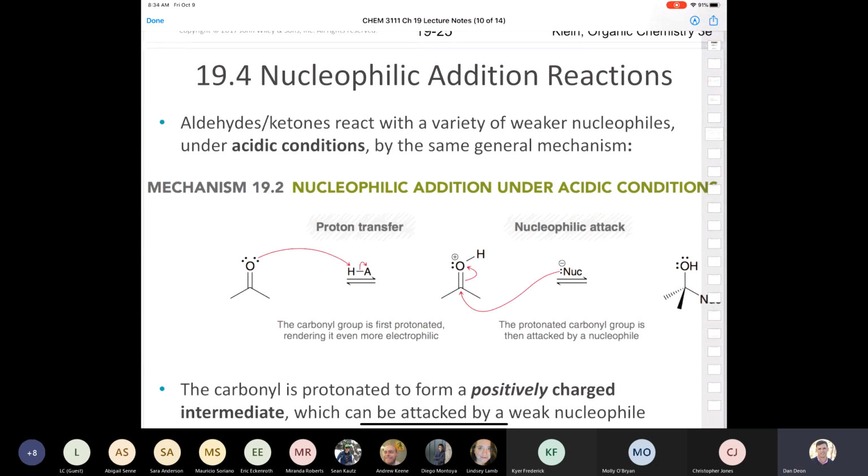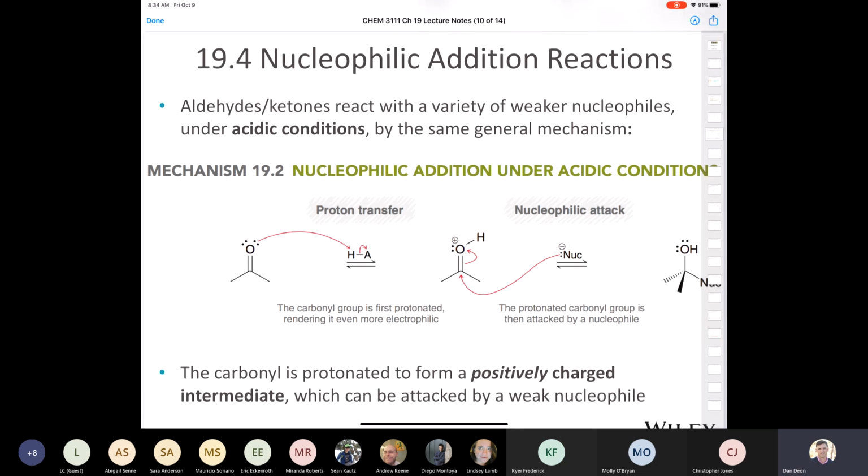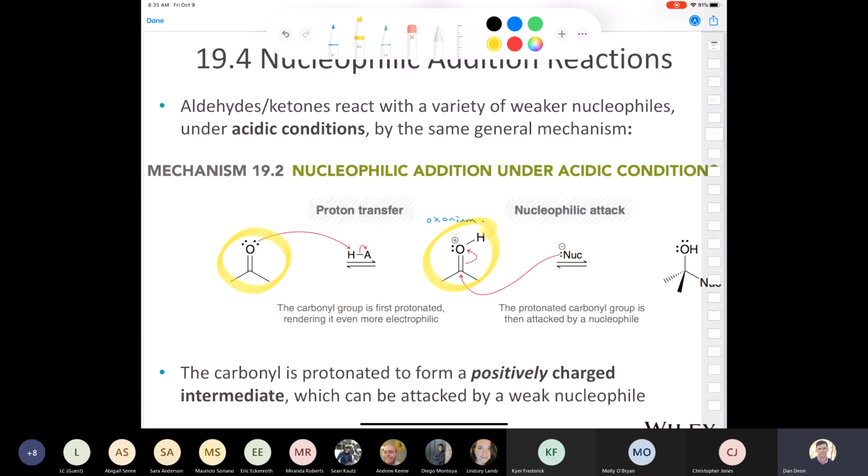Aldehydes and ketones react with a variety of weaker nucleophiles under acidic conditions, but by the same general mechanism. However, the first step is not the nucleophilic attack. The first step here is going to be a proton transfer. Now, why would that be? Because when you protonate the carbonyl, you generate an oxonium. That's shown right here. I have a question for you. If I compare this ketone versus this protonated ketone, which one of these would be more electrophilic? Not a trick question.